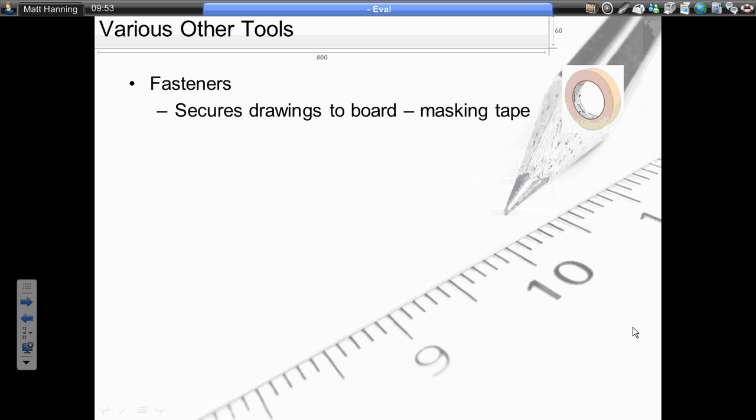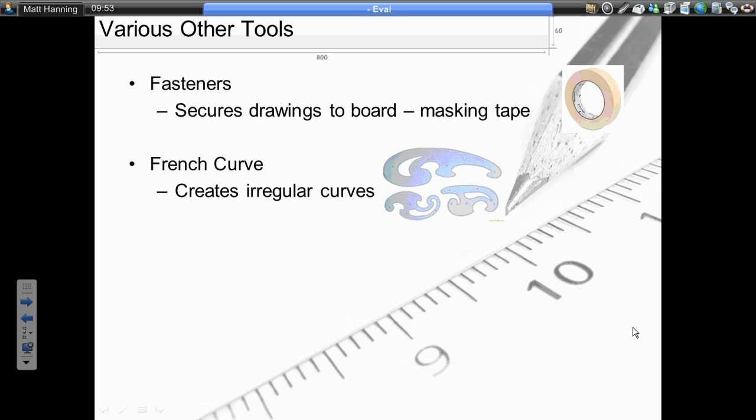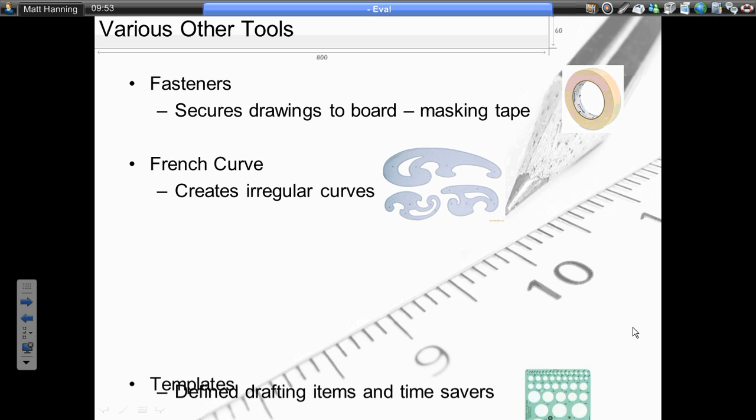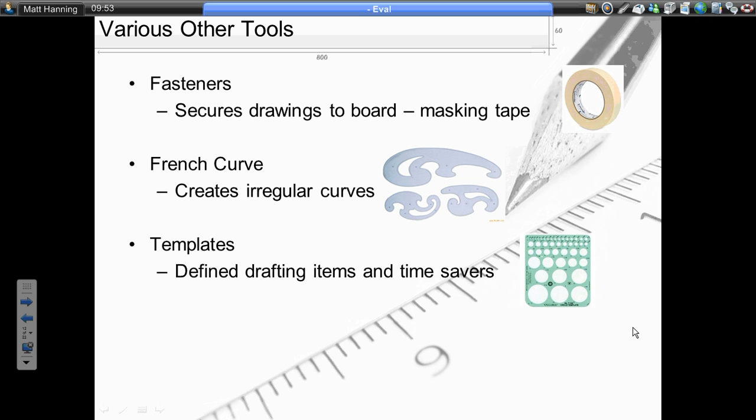So your fasteners, this is the dots or the tape. French curve, these are for your regular curves. I know in pattern development, there's certain applications for it, but it's very unique. We probably won't tackle them, but it could be an overwhelming tool to look at. It could make you nervous, I suppose.